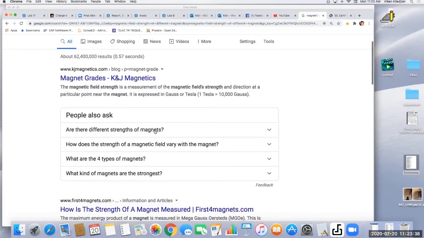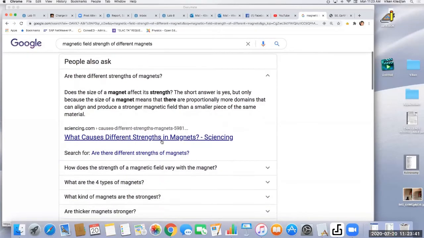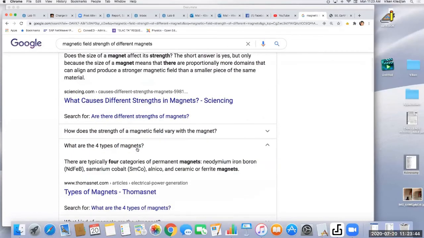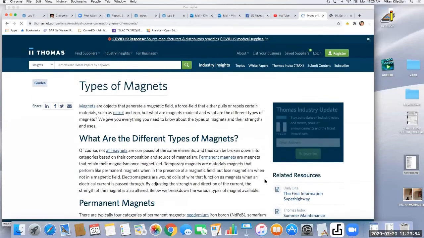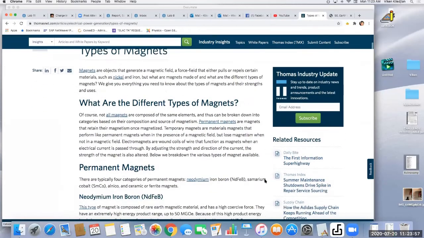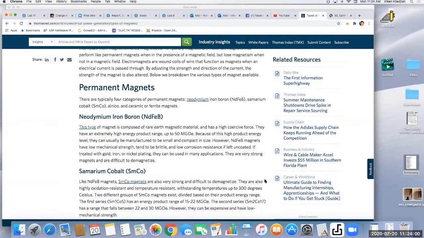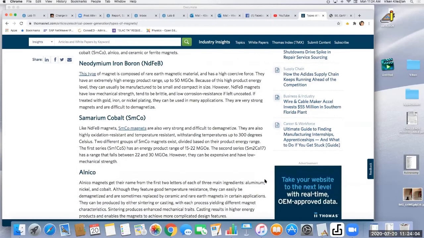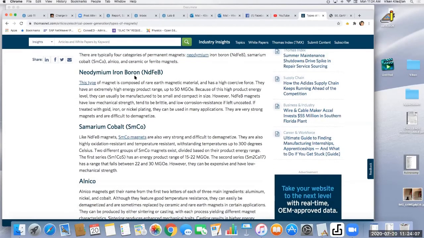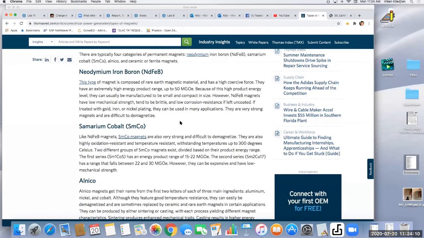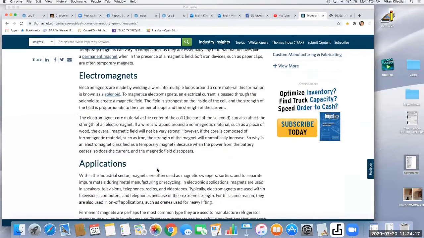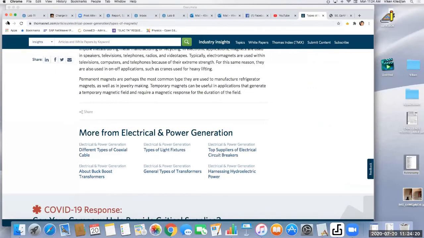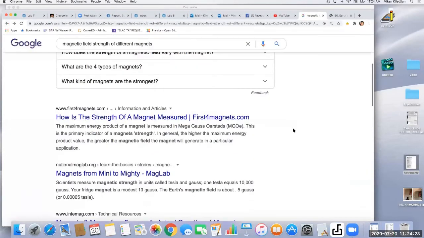Let's see. Are there different strengths of magnets? What causes different strengths of magnets? What are the 4 types of magnets? Magnetism is a very interesting phenomenon, and we all, as kids, have always wondered about it, so it's kind of nice to learn all these things. Neodymium iron boron magnets, samarium cobalt, alnico, and temporary magnets.